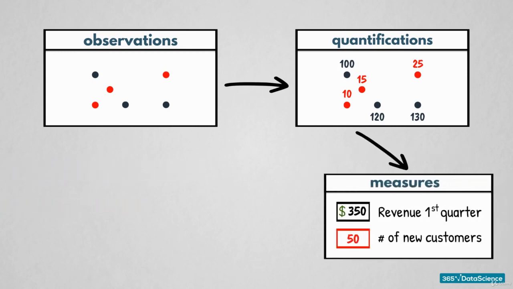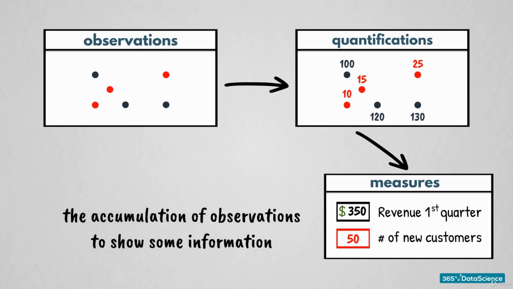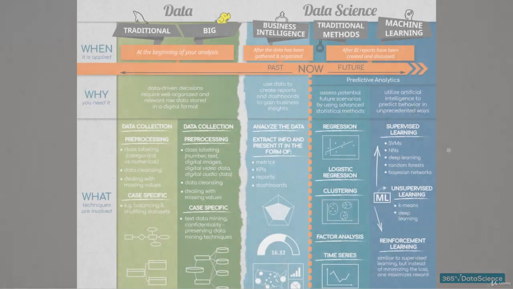A measure is the accumulation of observations to show some information. For example, if you total the revenues of all 3 months to obtain the value of $350, that would be a measure of the revenue of the first quarter of that year. Similarly, add together the number of new customers for the same period, 50, and you have another measure. Great! Now, are there other frequently used terms?